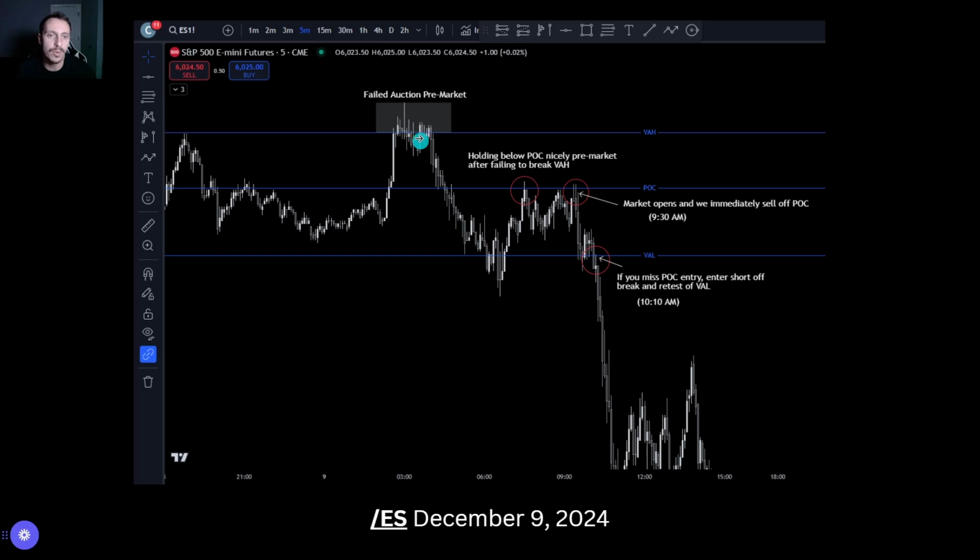Here's another example. Pre-market in this situation, we have a failed auction overnight. This is during the London session. We're struggling to hold this value high. Super weak. Failed auction. We end up trading off that level all the way down to the value low, and then here you have the point of control pre-market. We're holding this really nice. This point of control, super bearish price action here, holding below the level. Super nice. We had this accumulation.